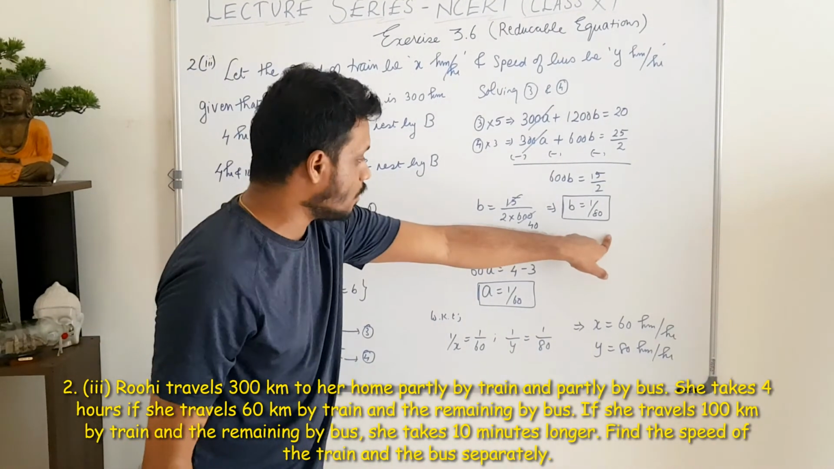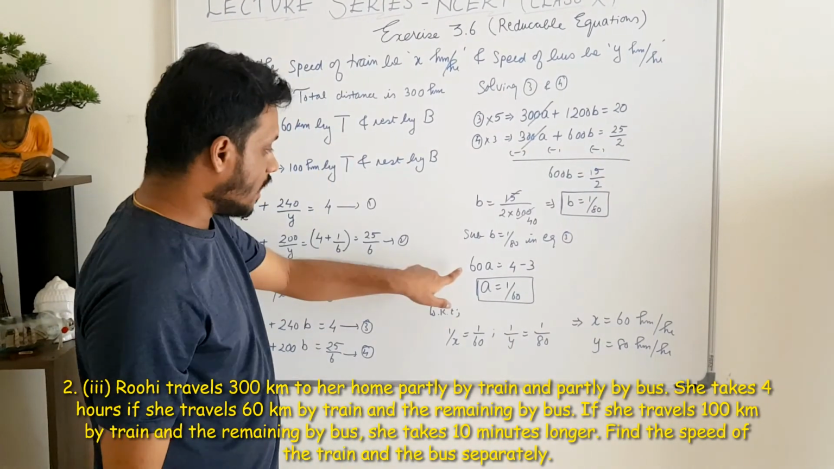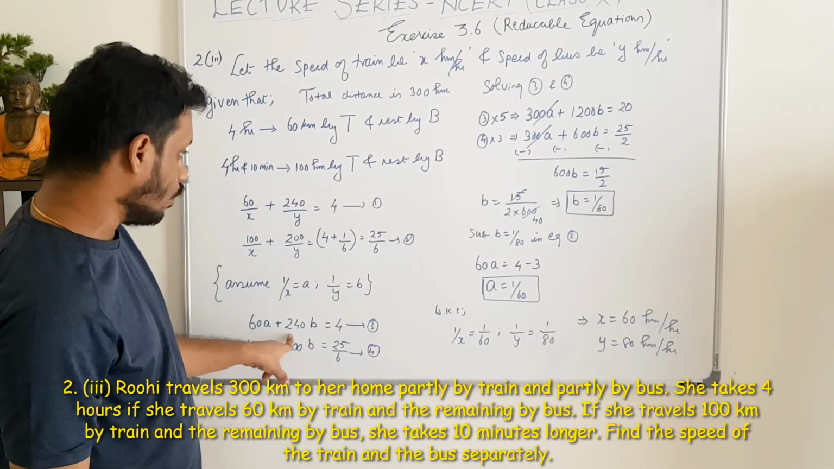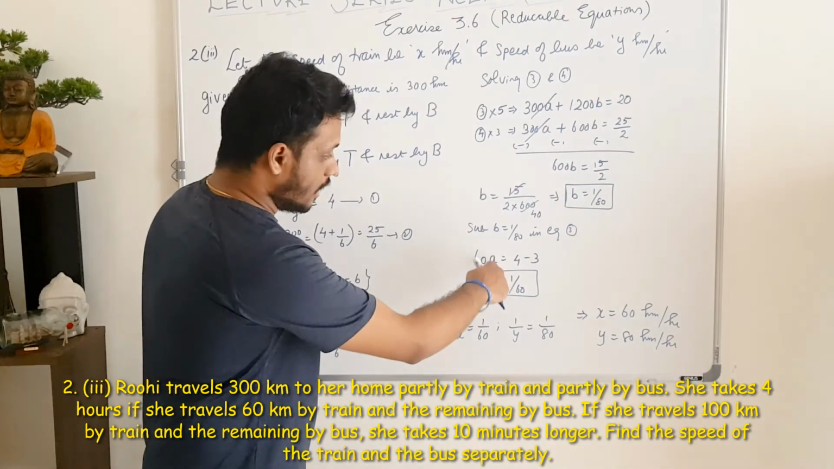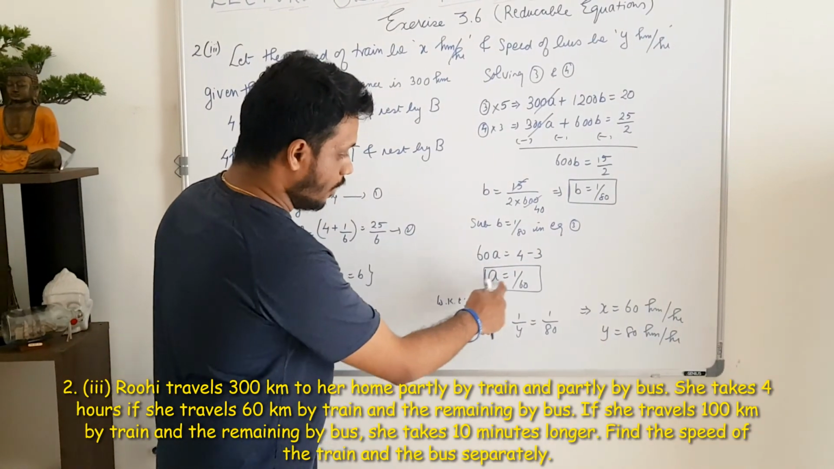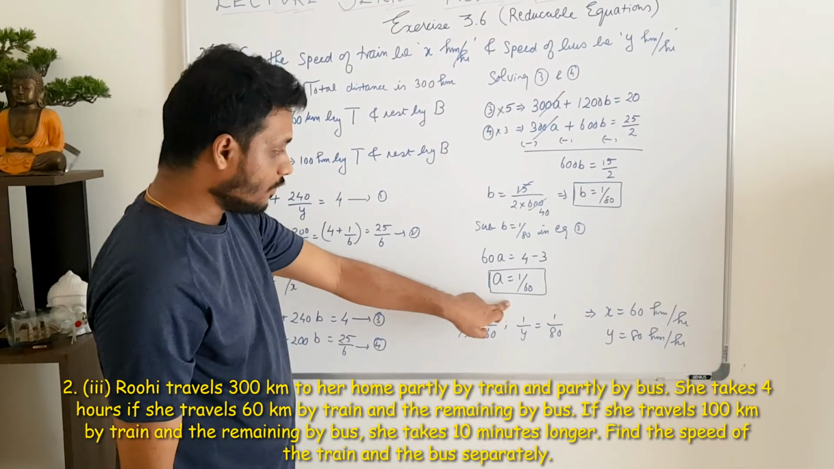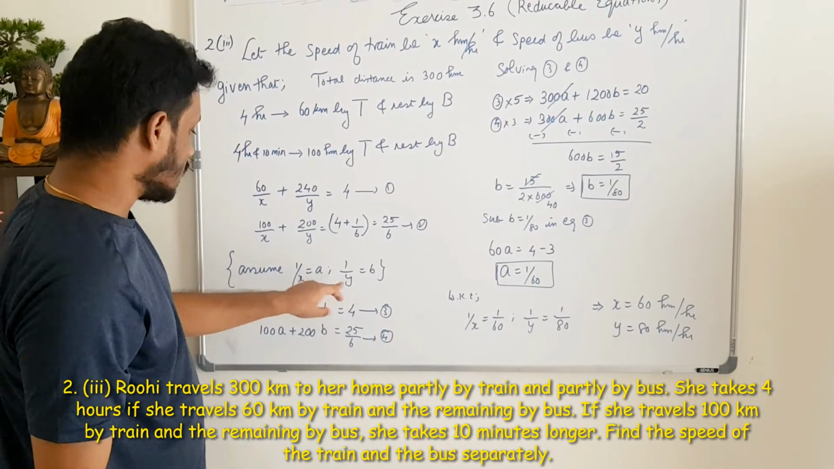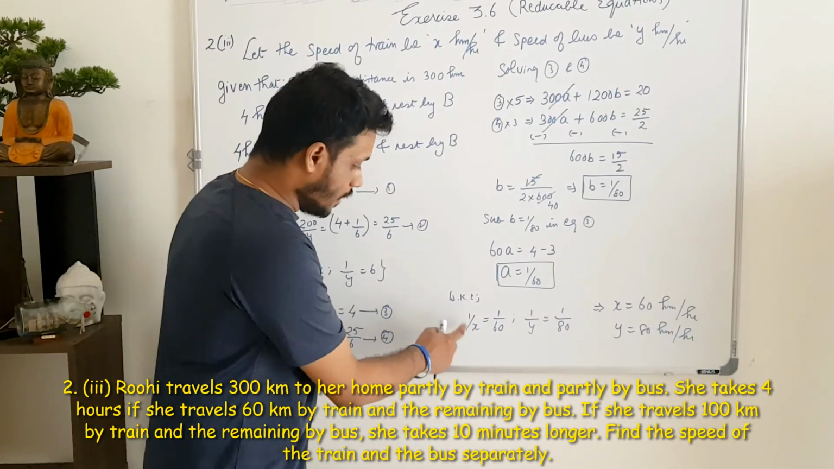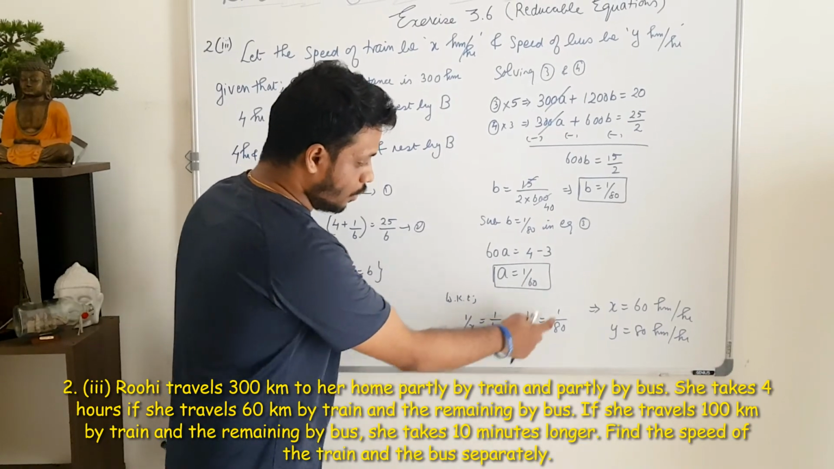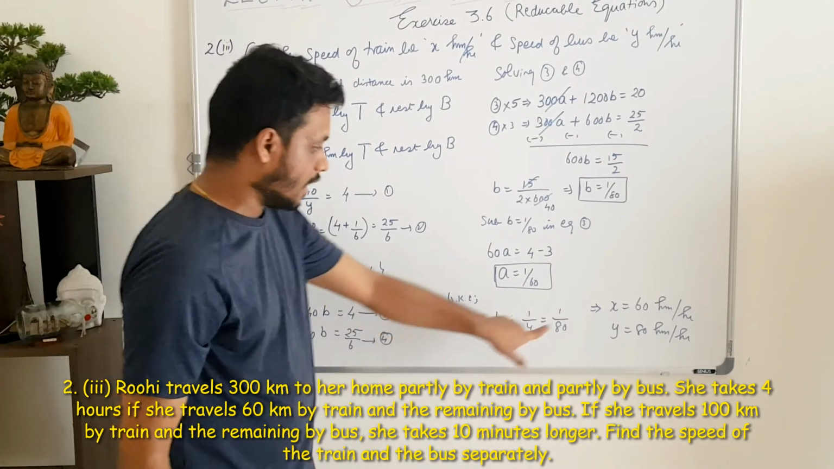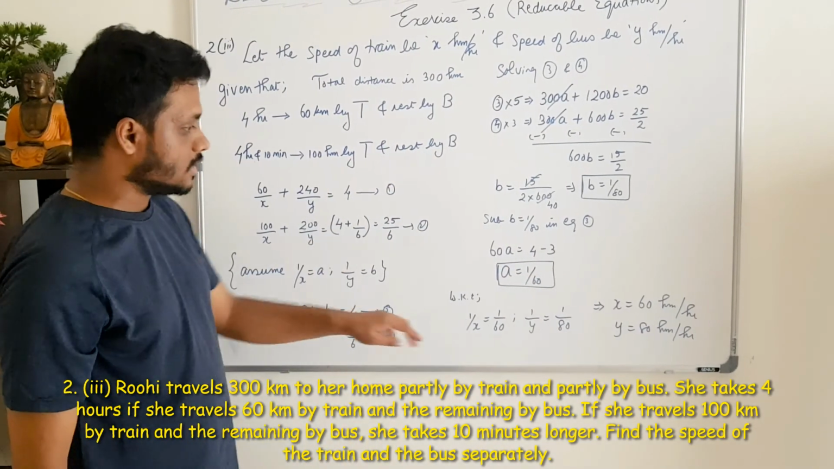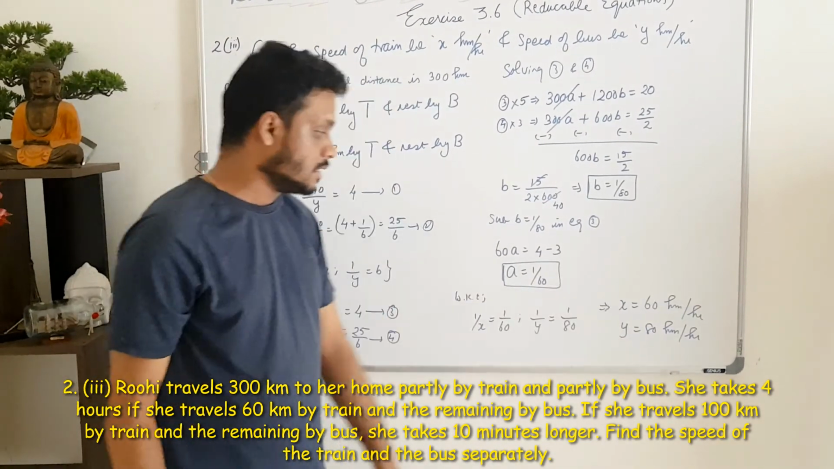Now I substitute B is equal to 1 by 80 in equation 3. Then I get 60A is equal to 4 minus 3, because 1 by 80 over here will go 3 times. So when I take it to the other side, it becomes minus 3. So A would be 1 by 60. After obtaining the value of A and B, we move back to the assumption where 1 by x is A and 1 by y is B. So 1 by x would be 1 by 60, 1 by y would be 1 by 80. On cross multiplying, I get x is equal to 60 and y is equal to 80. Therefore, the speed of the train is 60 kilometers per hour and speed of the bus is 80 kilometers per hour.